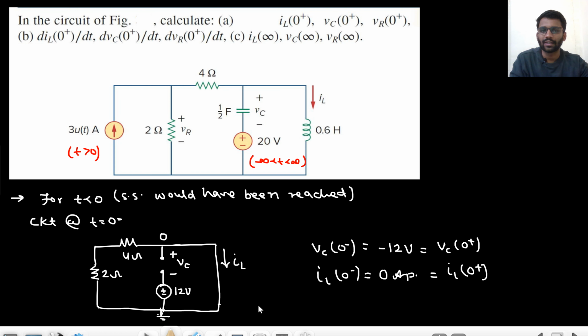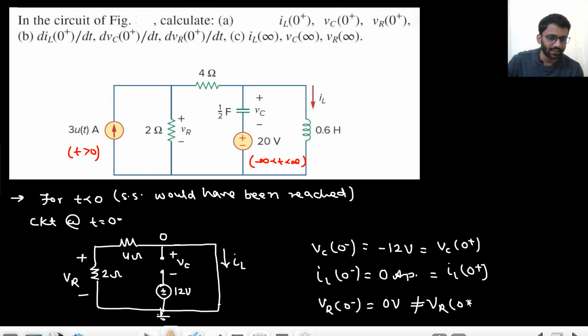What about VR 0? This is VR. VR 0 minus is 0 volt. But that will not be equal to VR 0 plus, right? You can't write VR 0 plus will also be 0, because this is a resistor. In a resistor, there is no property that the voltage cannot change instantaneously. Voltage can surely change instantaneously. So VR 0 minus will not be equal to VR 0 plus.